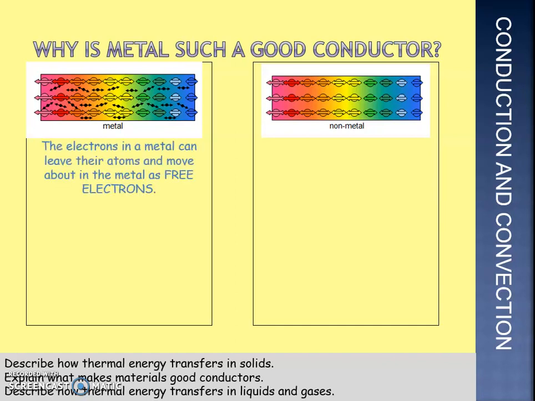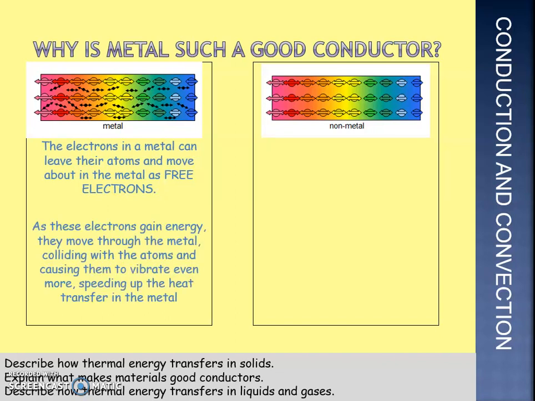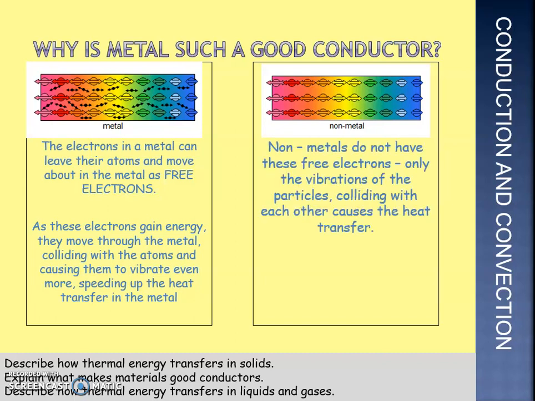It's because the electrons in a metal can leave their atoms and move around in the metal as what we call free electrons. They are free to move anywhere within the structure of the metal. When the electrons gain energy, they move through the metal faster and they collide with the atoms as they're moving around. They smash into them. And that causes those atoms to vibrate even more. As it's vibrating even more, that's passing the energy on a lot quicker, so it speeds up the heat transfer in the metal.